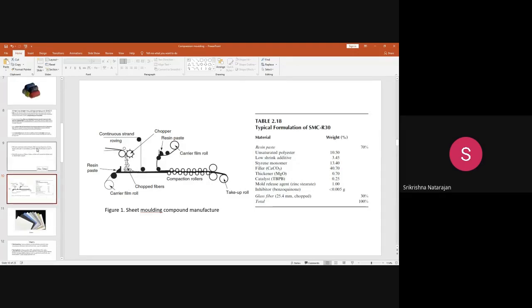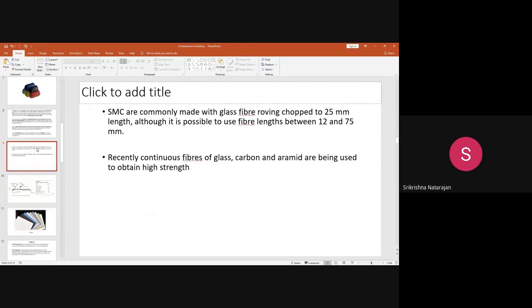Out of this process, you make the sheet molding sheets. And here, if you observe, the chopped fibers have a high length of around 25 millimeter, and it is possible to produce lengths of around 12 to 75 millimeter. So this is a great advantage in this process. The fiber length used is much higher when compared to the dough molding compound or the bulk molding compound.